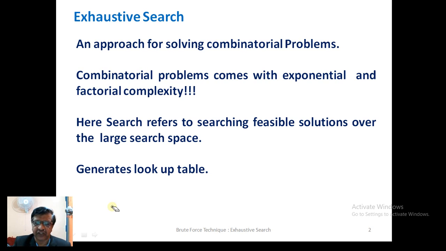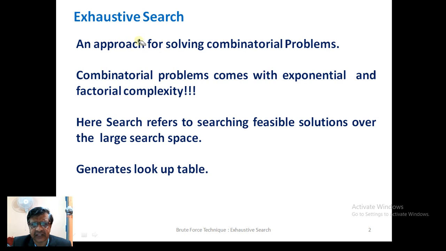The nomenclature is called combinatorial problems because the total solution is obtained by combination of solutions of components of the problem. Anyway, there are many examples: permutation and combination, finding subsets of a set, linear programming, optimization problems. There are a plethora of examples that we can quote for combinatorial problems.